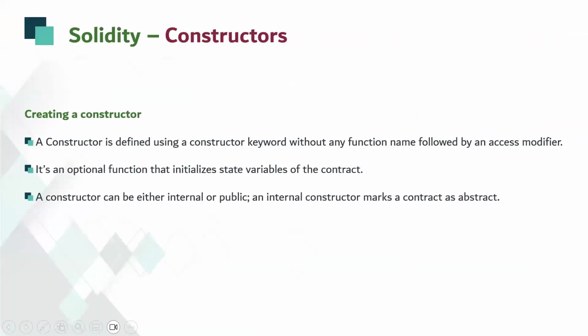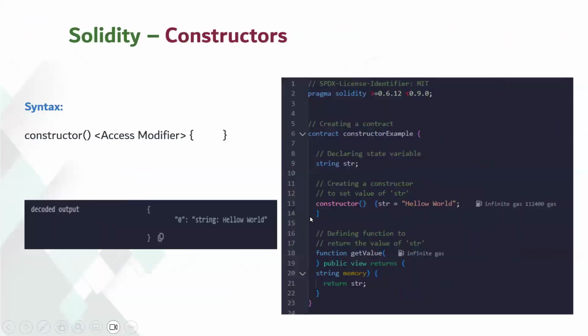So to create a constructor in Solidity, we use the constructor keyword followed by an optional access modifier. The constructor initializes the state variables of the contract. If no constructor is explicitly defined, the compiler creates a default constructor for us. So this is the syntax of the constructor, and here we have an access modifier.